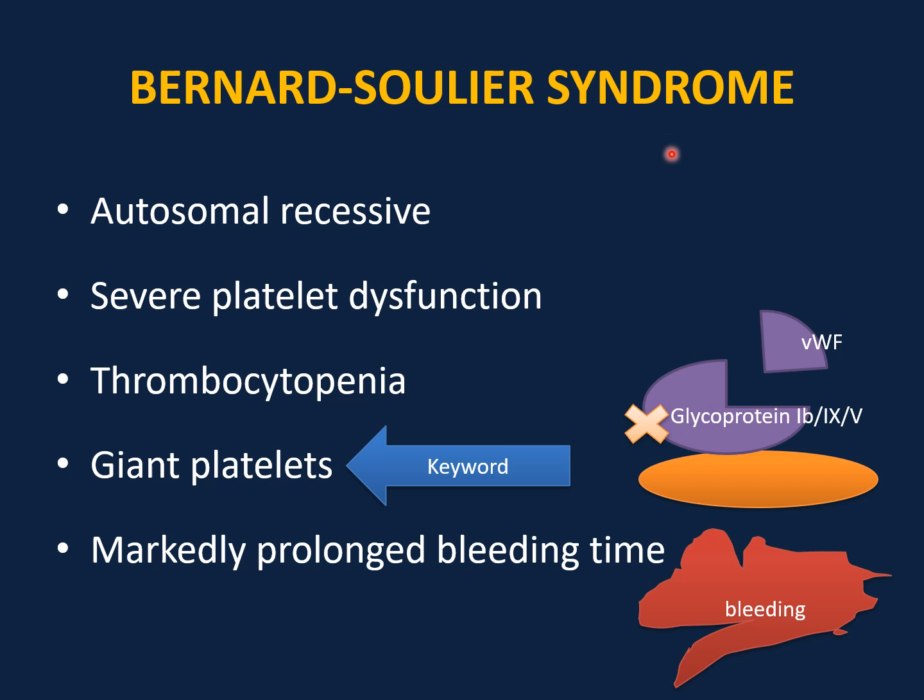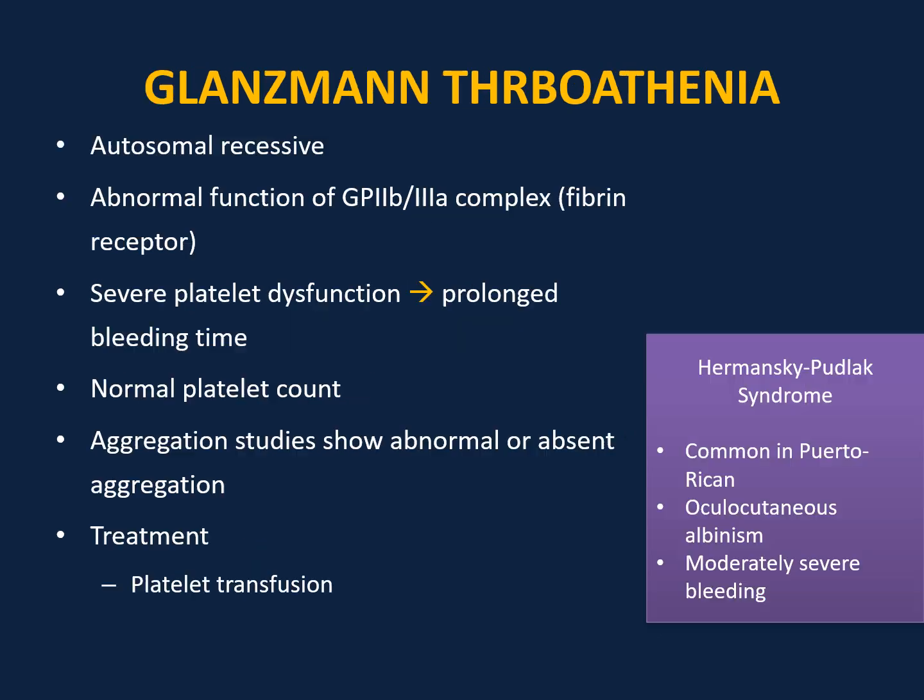Bernard-Soulier syndrome, the idea of this disease is deficient or absent receptors for the von Willebrand factor. So deficient or absent glycoprotein 1b-9-5, and when there is an injury, the von Willebrand factor will not be able to bind to the platelet to form a clot because of the lack of the binding protein or receptor. It is autosomal recessive, causing severe platelet dysfunction associated with thrombocytopenia and giant platelets. These are key words for this disease, and markedly prolonged bleeding time.